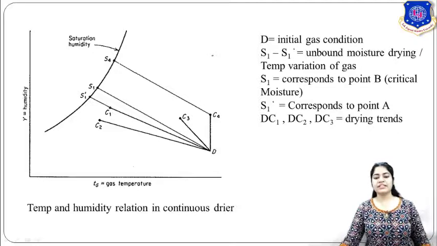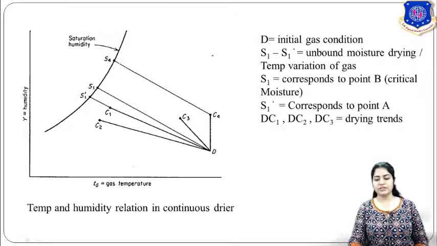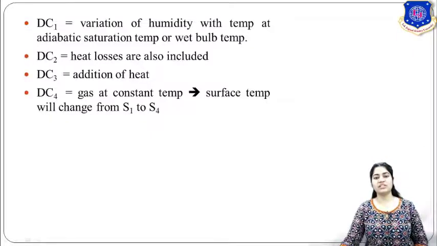Here you can see DC1, DC2, DC3, DC4. Those are the drying trends. So we will study them. First of all, what is DC1? That is the variation of humidity with temperature at the adiabatic saturation temperature or wet bulb temperature. It is saturated when you are starting it.